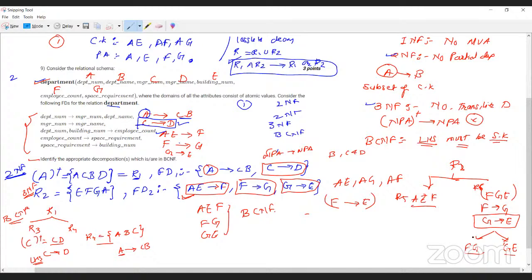I'm not clear with this part. How are you getting two relations here? I was getting three relations. Okay, tell me what you are getting. R5 I took as F closure, which will be FGE. R6 I took as G closure, which will be GE. And R7 as the remaining attributes, which is A and the common attributes, AEF. I was getting three relations, but according to the options I should get only two.